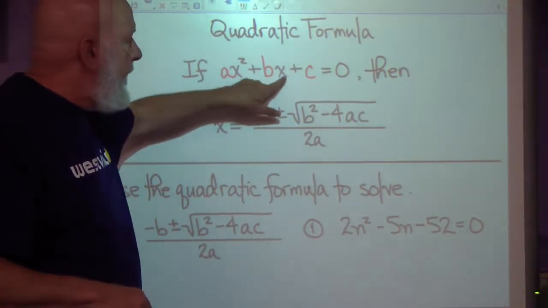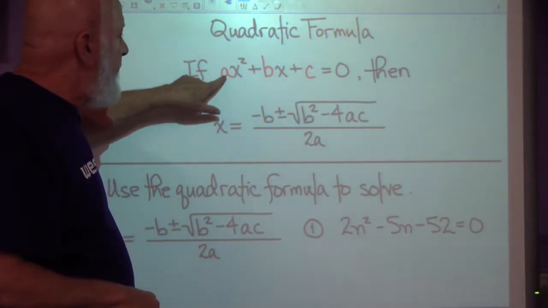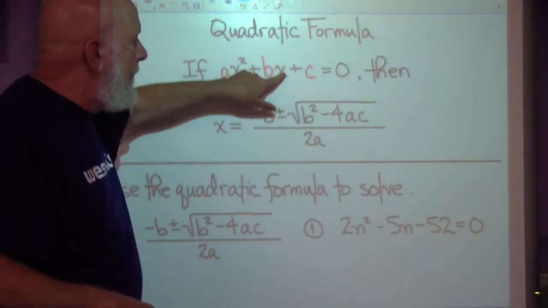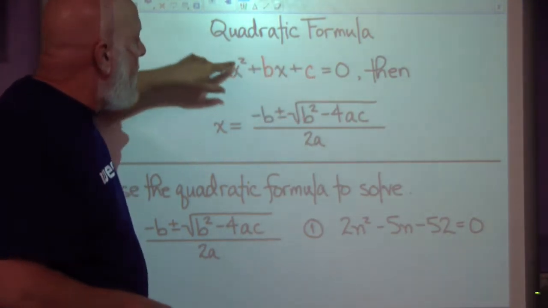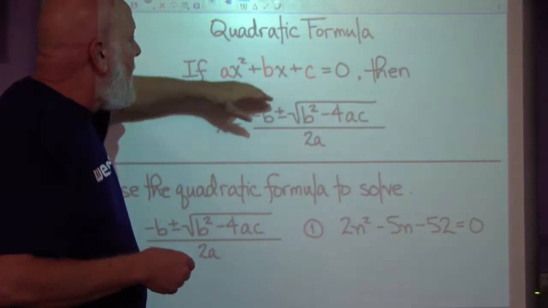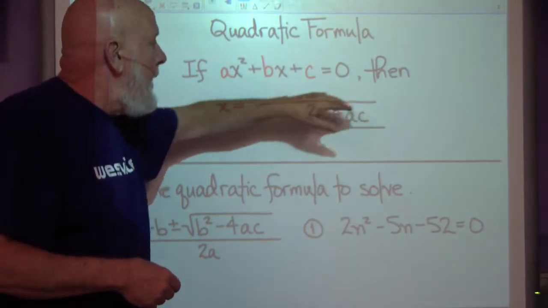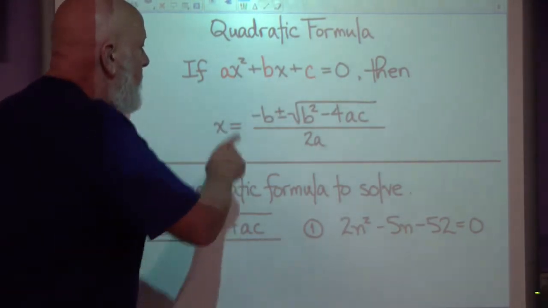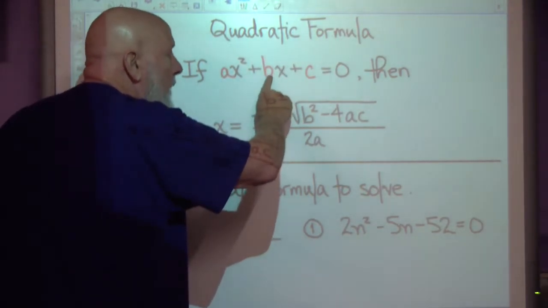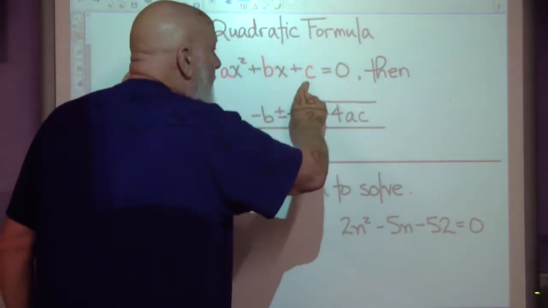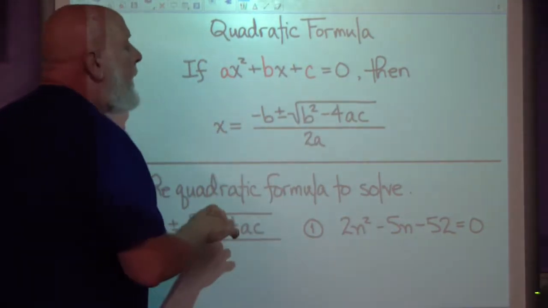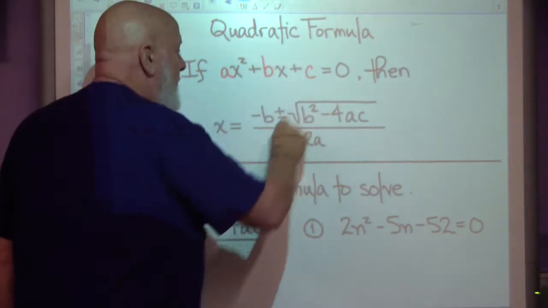If this equals 0, this quadratic formula where a is the coefficient of x squared, b is the coefficient of x, and c is the constant, these are going to be actually numbers in a problem. A, b, and c will be numbers. If this is true, then the solution to this quadratic equation where a, b, and c are numbers, a is the coefficient of x squared, b is the coefficient of the linear term, and c is the constant, we can put these 3 values into this formula, and it will give us the values that will make this equation true.